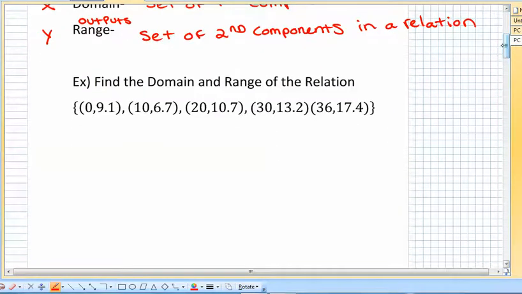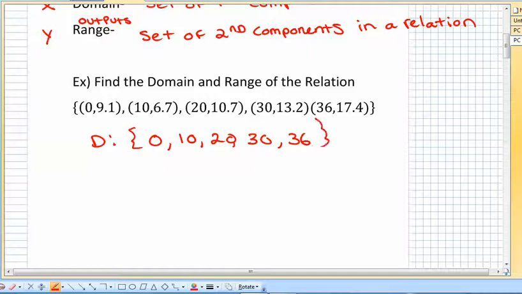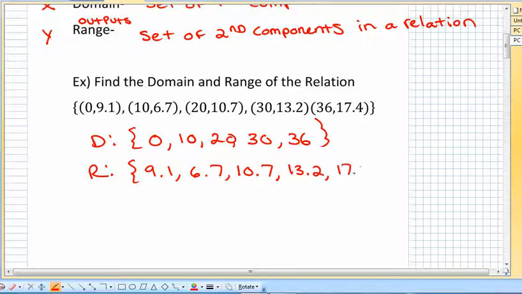So if it asks you to find the domain and range of the relation, basically you want to look at, okay, for the domain, what are the set of the first components? And you have 0, 10, 20, 30, and 36. That is the domain. The range is the set of second components. So you have 9.1, 6.7, 10.7, 13.2, and 17.4.